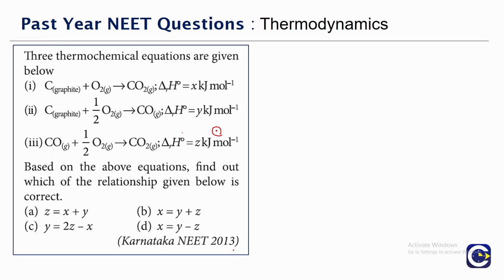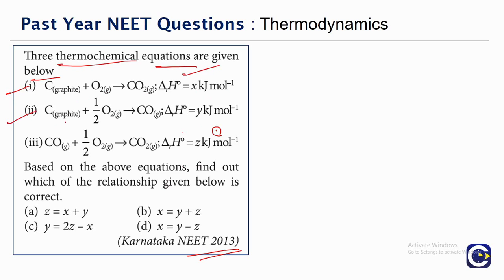Next, we have a question from NEET Karnataka paper 2013. Three thermochemical equations are given below. The first equation: carbon graphite reacts with oxygen to give CO2, that is the combustion of carbon graphite. The delta H value is X kilojoule per mole.